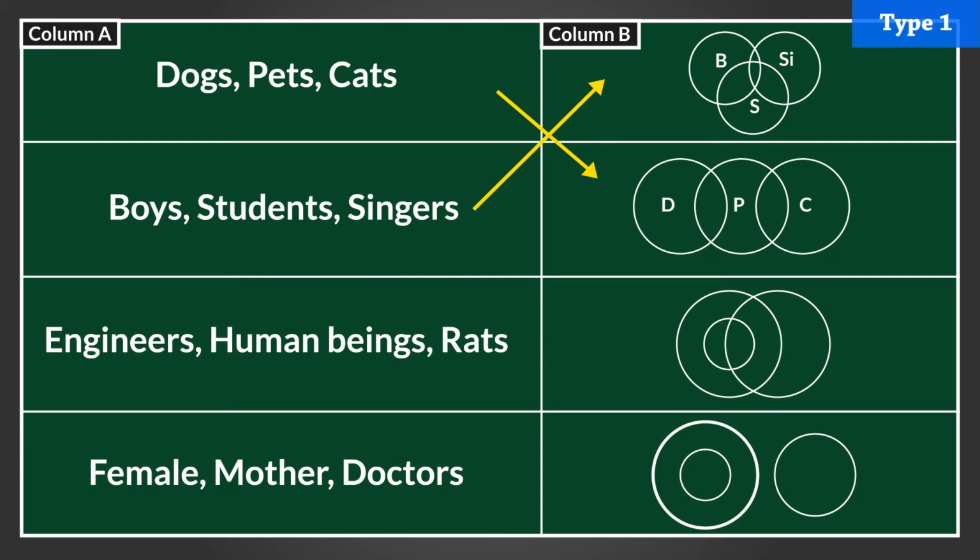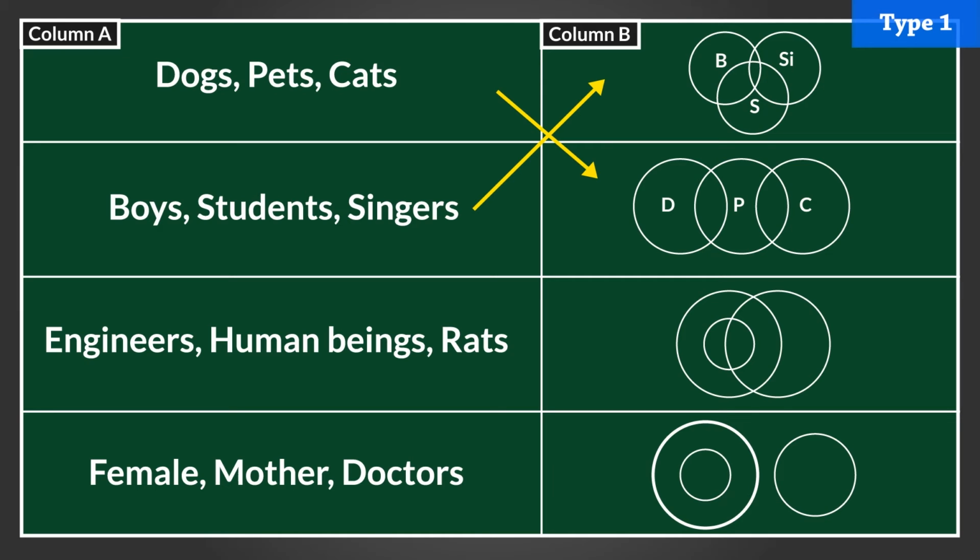Similarly, some boys can be singers. Not every boy is a singer, some boys can be singers. And similarly, some students can also be singers, right? So basically, all these three sets are interacting with each other, which is shown by this figure.